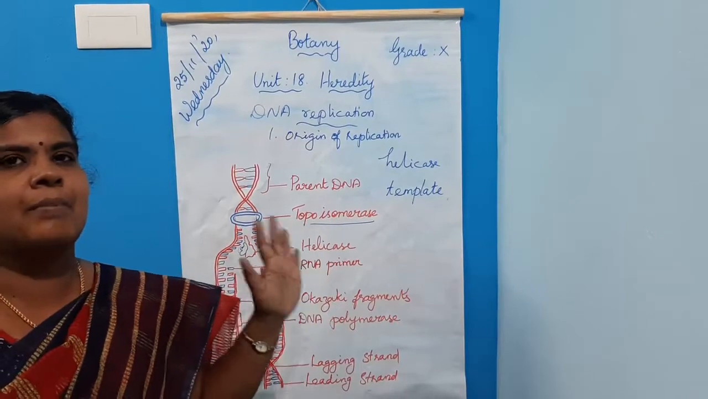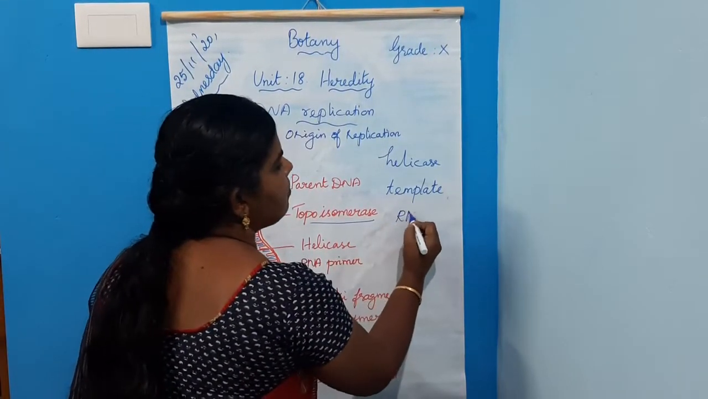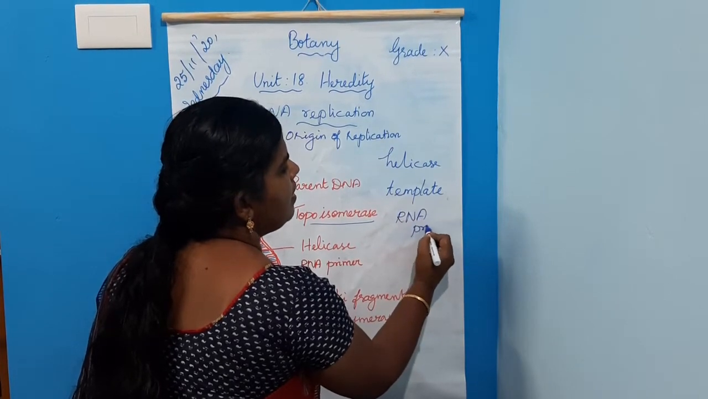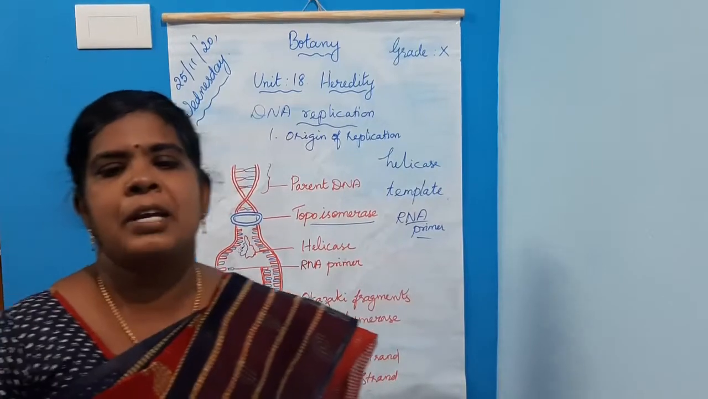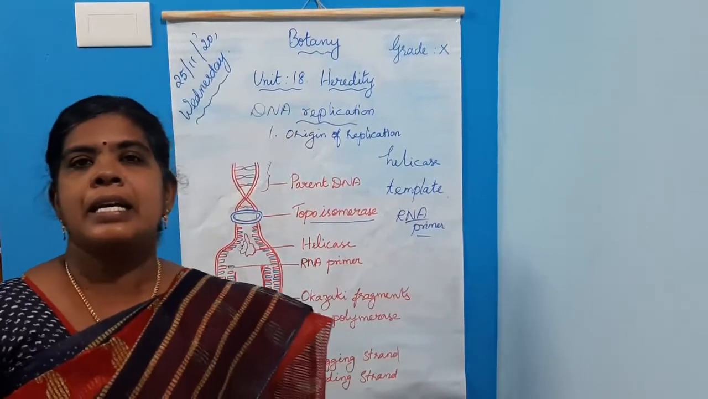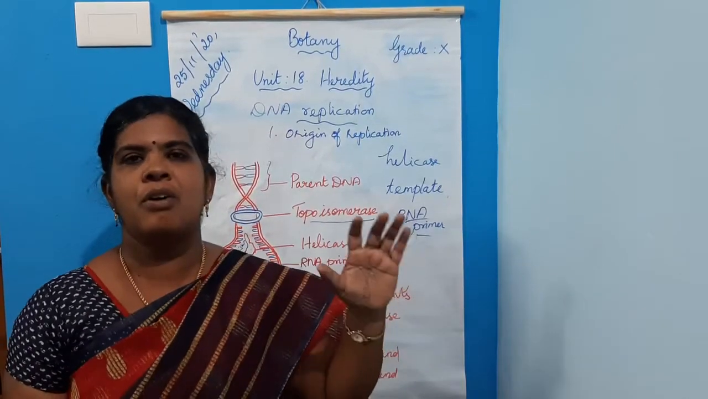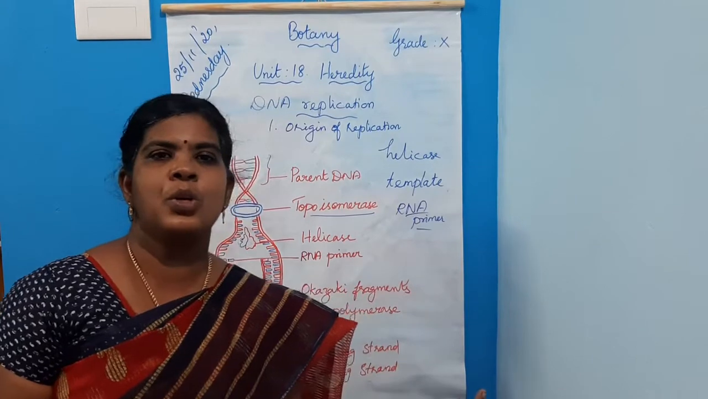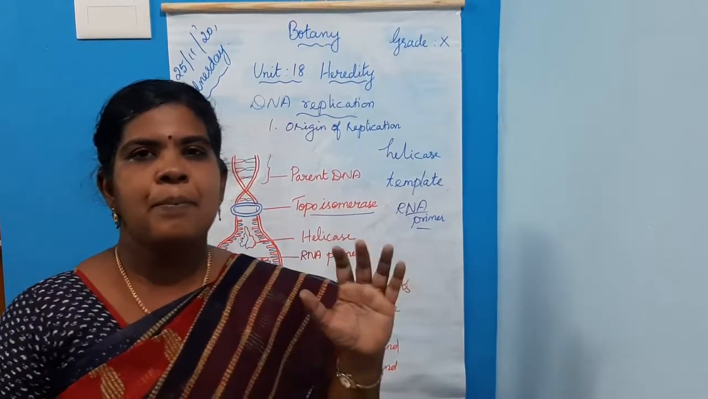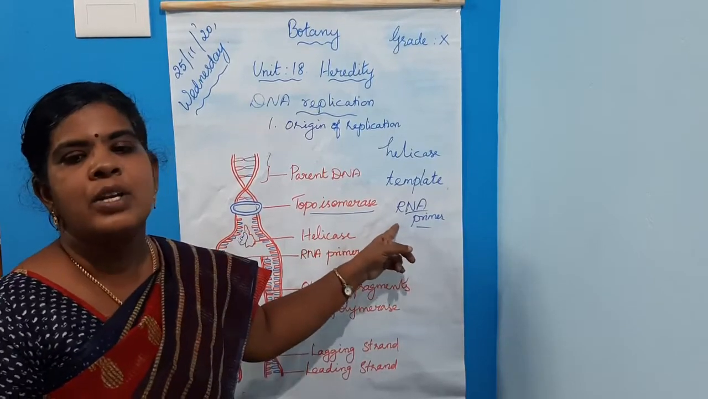Now the next step is formation of the RNA primer. This is the third step involved in DNA replication. An RNA primer is a short segment of RNA nucleotides. You know what nucleotides are, isn't it?